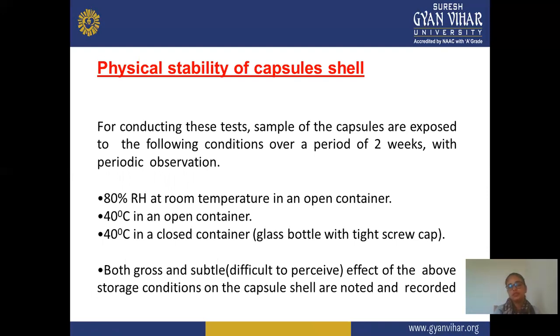In this, first is 80% relative humidity at room temperature in an open container. It means if you are putting a capsule in room condition or in an open container, then you require 80% relative humidity. And if you put your capsule in an open container, then 40% humidity and 40 degrees Celsius are required. And if you put it in a closed glass container with a tight screw, meaning there is no chance of air or moisture, you put your capsule at 40 degrees Celsius. These are some conditions for checking physical stability.